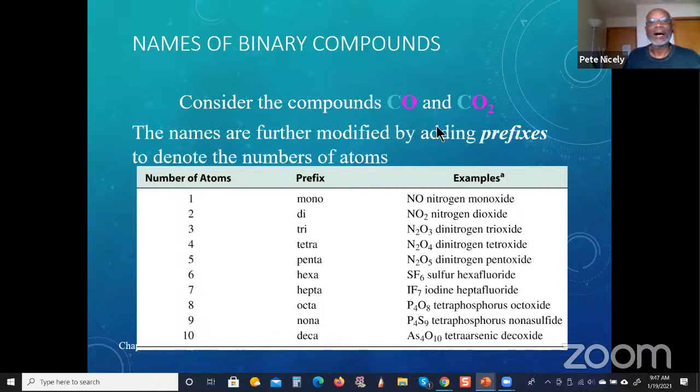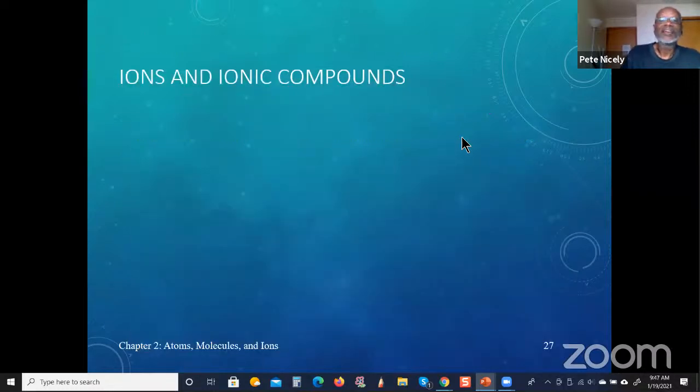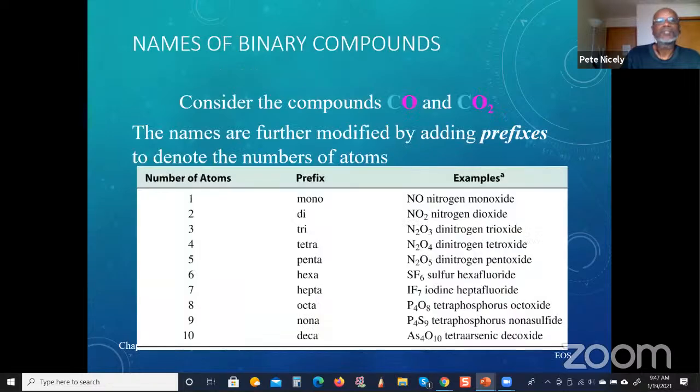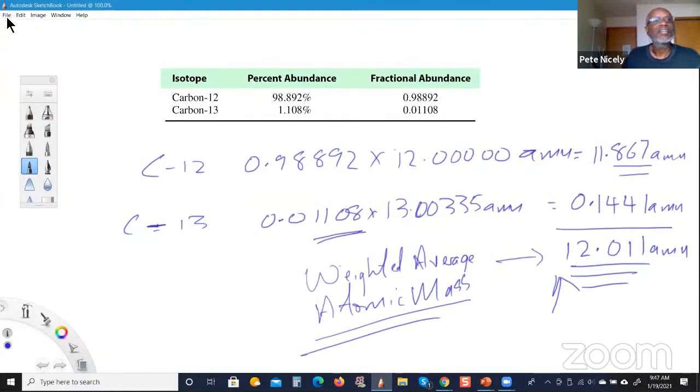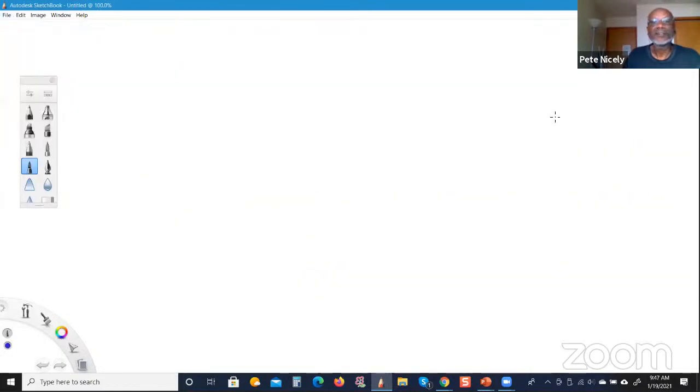Well, in the case of the first one, in fact, let me bring up my writing tablet here. Since I don't have any space, let me clear this here. Okay, so in the case of CO, the name of this compound will be carbon monoxide.